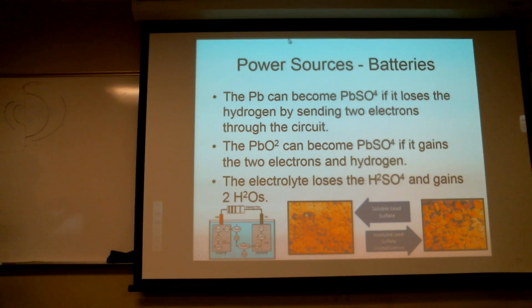Just know there's this chemical reaction happening, and the solution becomes less and less sulfuric acid and more water. So it becomes less and less dense. Now, as it becomes less dense, it also makes it easier for it to freeze at 32 degrees. So having a discharged battery in cold weather isn't a good thing.